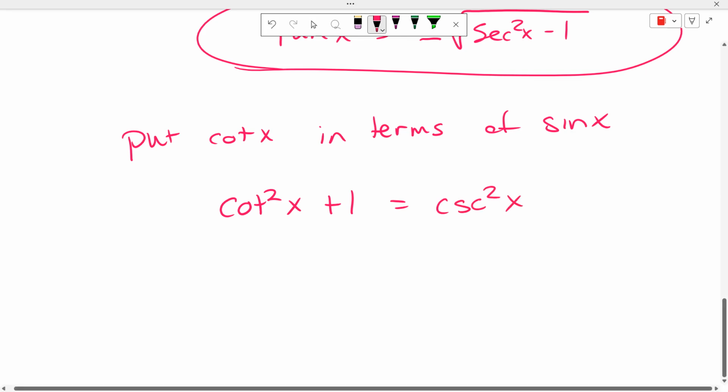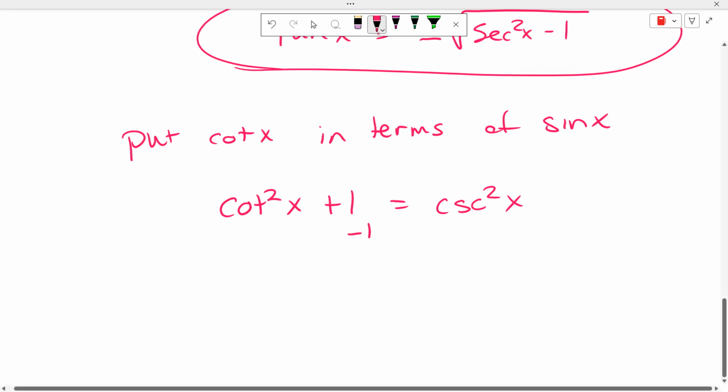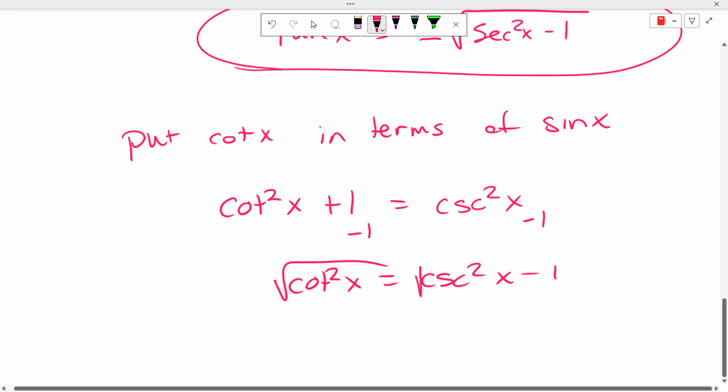By the end, we'll get sine involved in this. But let's get cotangent squared alone first. So what do we do? Subtract 1. So cotangent squared of x equals cosecant squared of x minus 1. Then what do we do to each side to get it down to just plain and simple cotangent? So cotangent of x equals plus or minus the square root of cosecant squared of x minus 1.